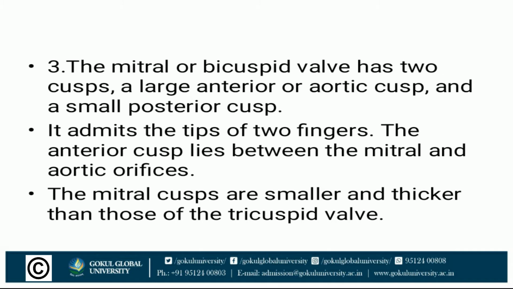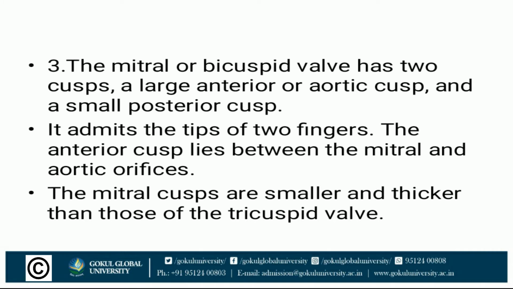The mitral or bicuspid valve has 2 cusps, that we have seen in the diagram: large anterior or aortic cusp and small posterior cusp. It admits the tips of 2 fingers. The anterior cusp lies between the mitral and aortic orifices. The mitral cusps are smaller and thicker than those of the tricuspid valve.